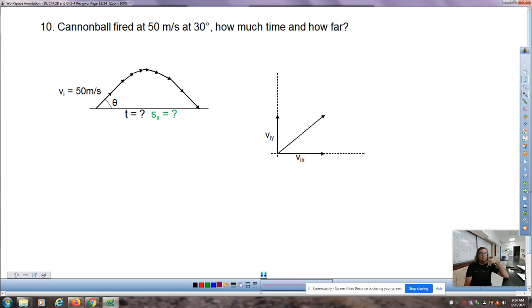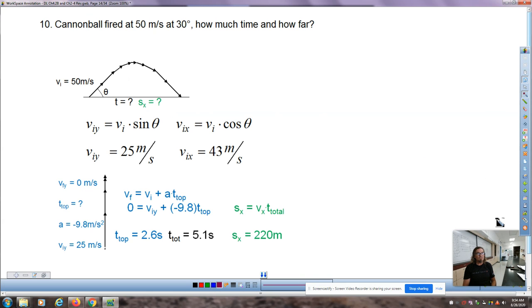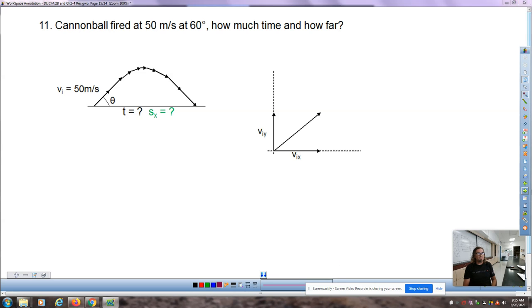50 meters per second, but now at a 30 degree angle. So I'm going to start by breaking up the VI into its X and Y components. Then I know that the money question involves the X component, but what I need to know is the total time in the air. So then I use the Y component over here. Zero equals 25 plus negative 9.8 times T. That gives us 2.6, doubled becomes 5.1. And we solve and get 220. Good times. Question number 11.